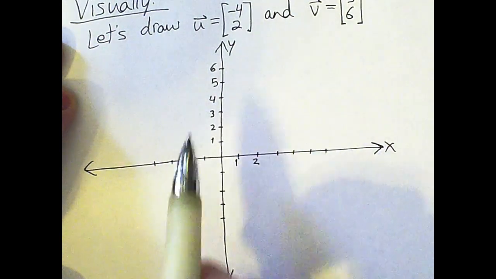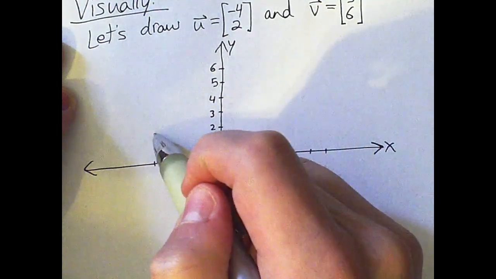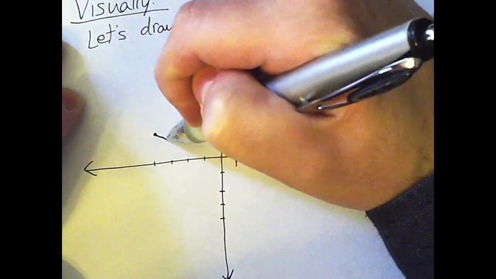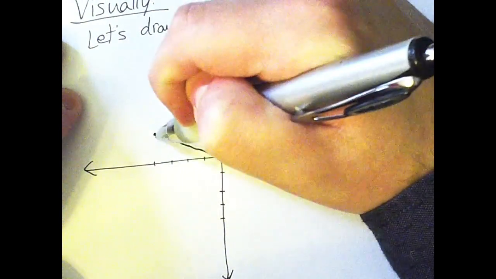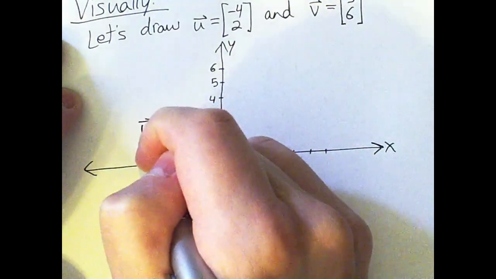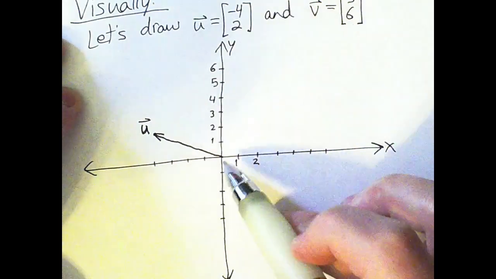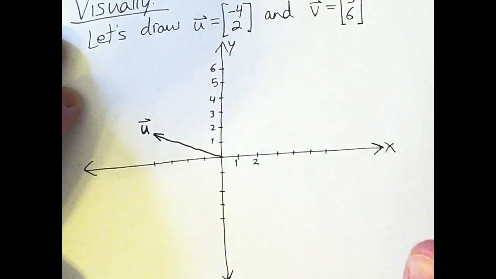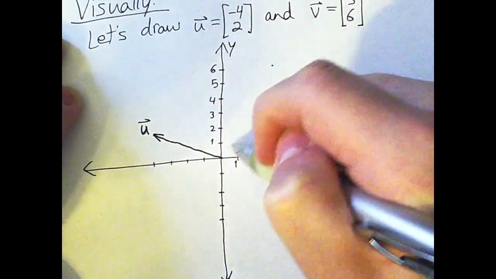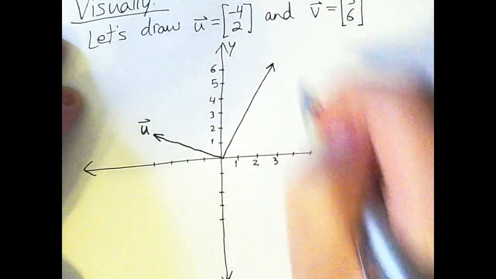So first, u we would draw as an arrow from the origin to the point -4, 2. So that would be here. So that's the vector u. And the vector v would be an arrow from the origin to the point 3, 6. 3, 6 is up here. That's v.